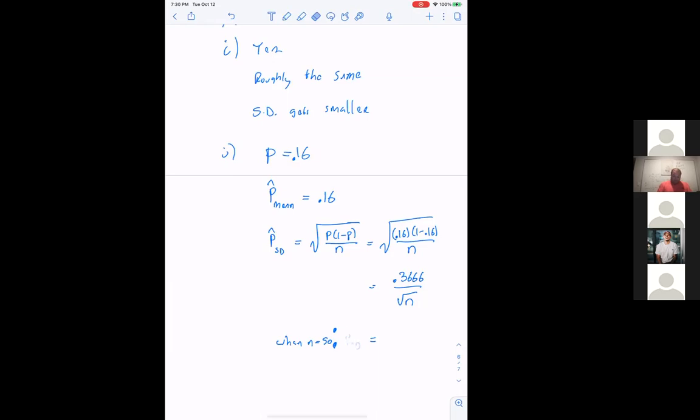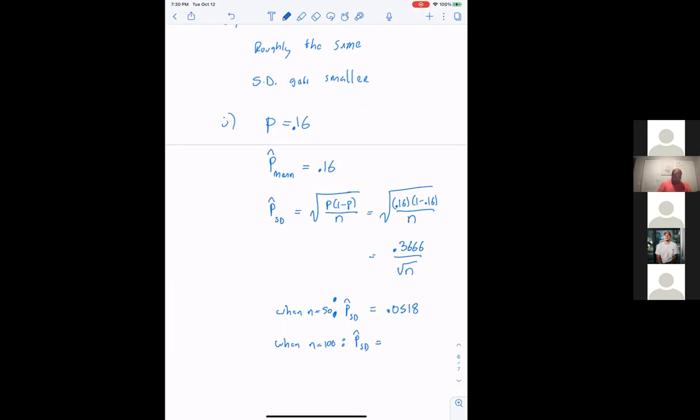Anyone there? It would be 0.052. Okay, I'll give a couple more, 1/8. And how about when n is equal to 100? 0.03666. And how about when n is equal to 200? 0.0259.